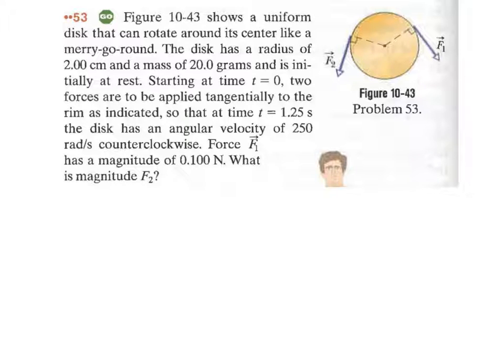So if we look at 53, we've got a disc here. It rotates about its center like a merry-go-round. The disc has a given radius, a given mass. It's at rest to start. It starts at time 0. 2 forces are applied tangentially, and after 1.5 seconds, you have a certain angular velocity. So what can you calculate if you have a certain time period, a final velocity, an initial velocity? Angular acceleration. Again, angular acceleration. You're going to need that once more here.